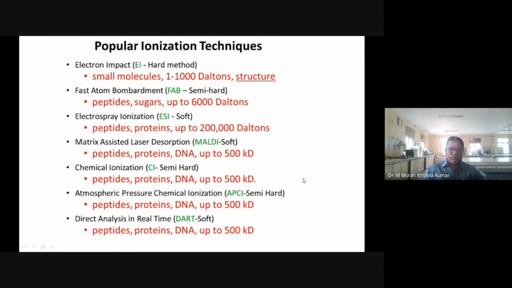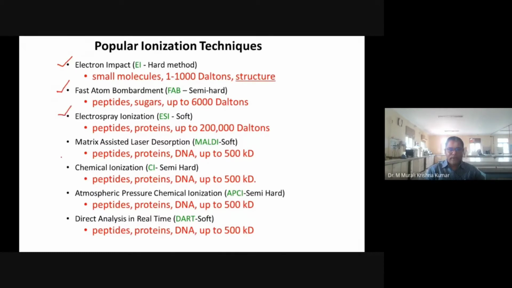Okay, so to summarize the kind of ionization techniques that we have. These are the 7 different types of ionization techniques which are popular, and in the market you can find mass spectrometry instruments using all these techniques. Okay, so here electron impact is one of the oldest and most affordable techniques as far as mass spectrometry is concerned. Next comes fast atom bombardment.